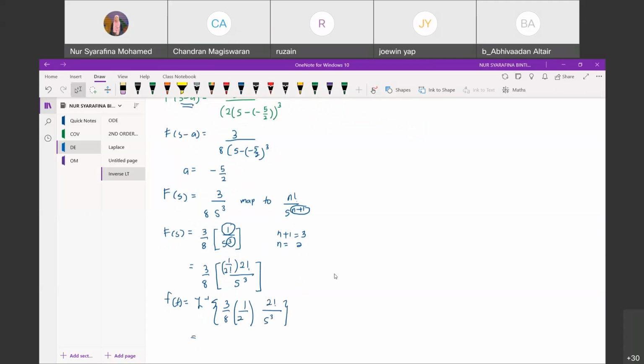So this one will become 3 over 16. Put this outside. Okay, the inverse transform of 2 factorial over s cubed, we will have f(t) equals 3 over 16 times t squared. This one comes from t to the power of n, where n equals 2. Is that clear now for this part? Any question?